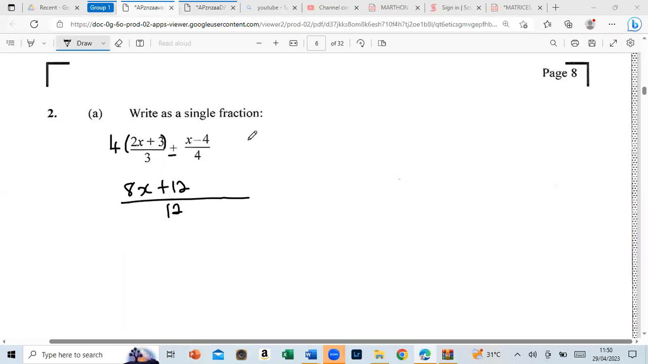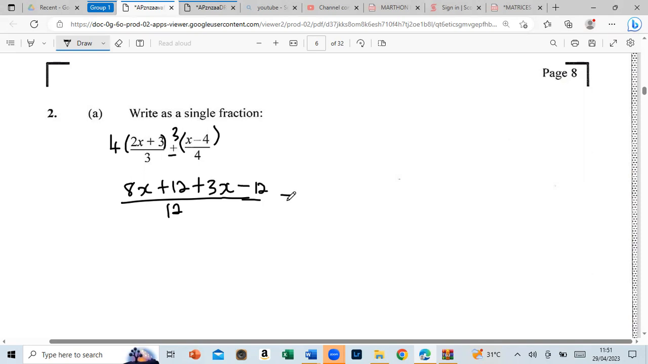All right, guys, let's continue. So next, 4 into 12 goes 3 times. So we multiply 3 times that. So it's 3 times x, that's 3x. And then 3 times negative 4. Positive times a negative gives you a negative, and 3 times 4 is 12.